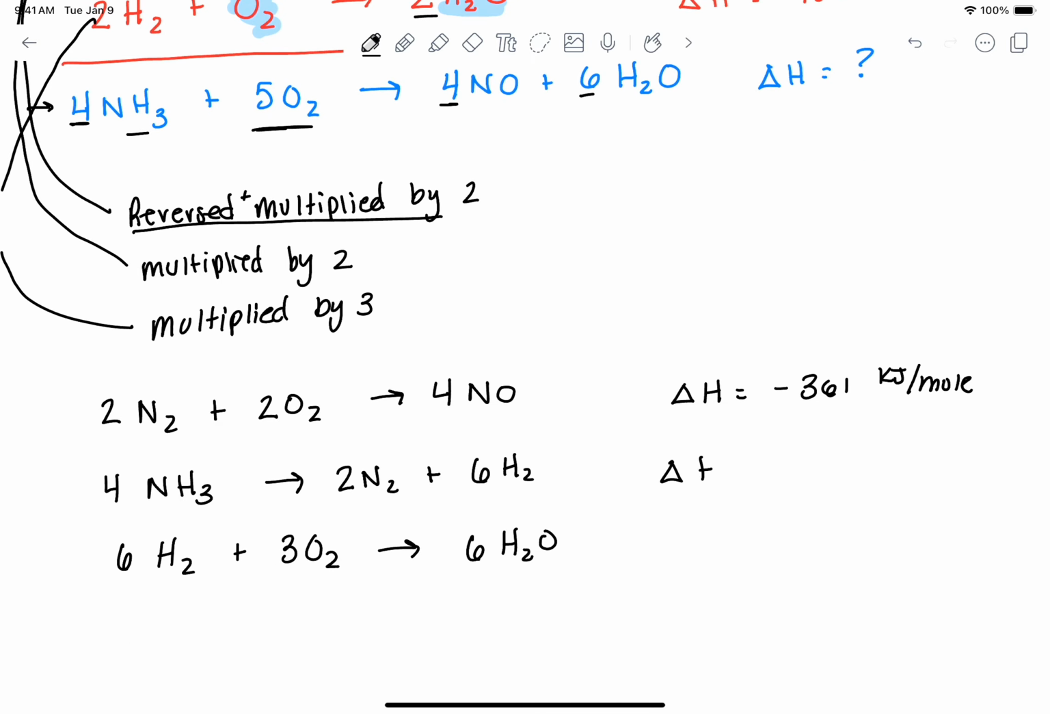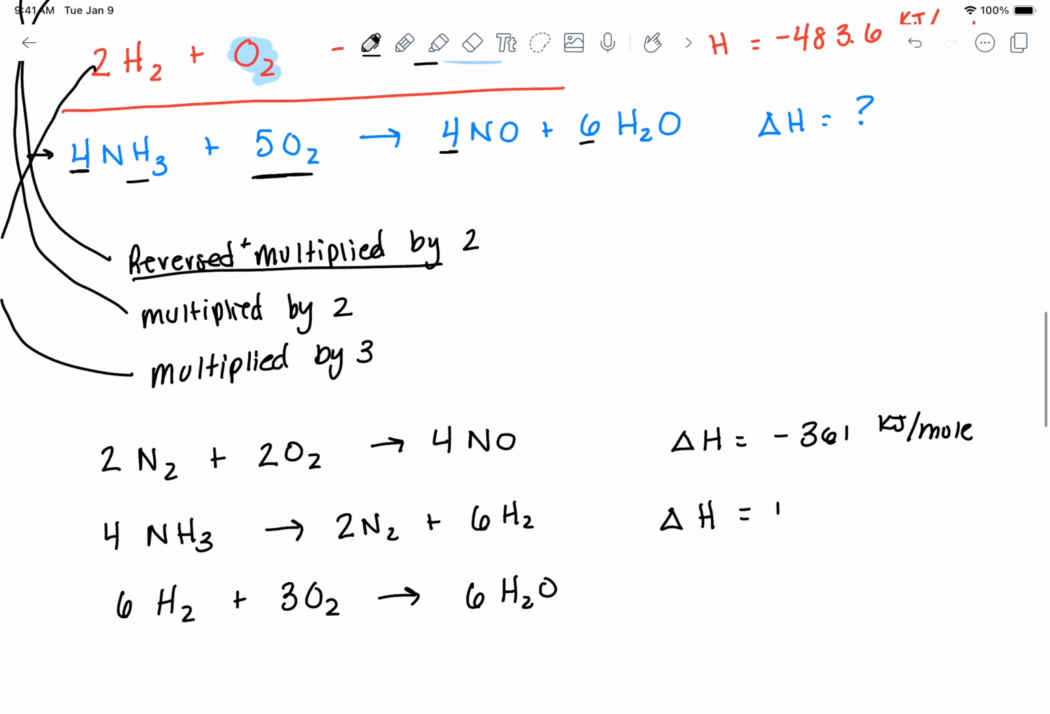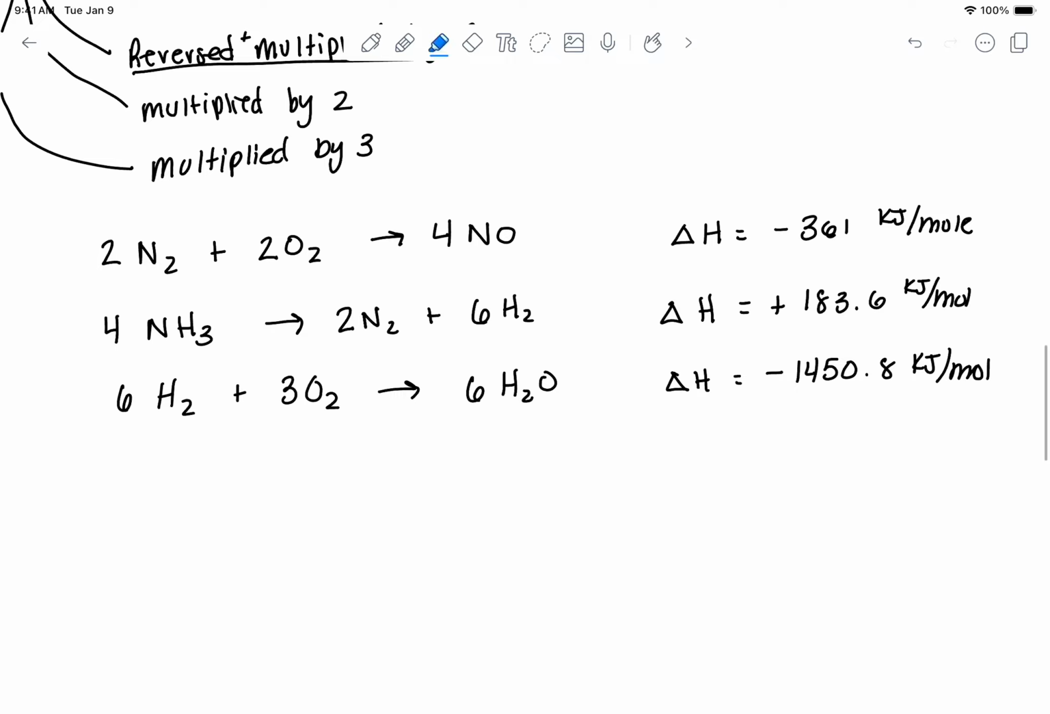Oops, I forgot to do the reversing and multiplying of our second equation's delta H. So for our second equation, since we reversed it and then multiplied by 2, our delta H is going to become positive and multiplied by 2. So that'll be positive 183.6 kilojoules per mole. And then delta H for our third equation, we didn't reverse it, but we multiplied it by 3. So that'll give us a delta H of negative 1450.8 kilojoules per mole.